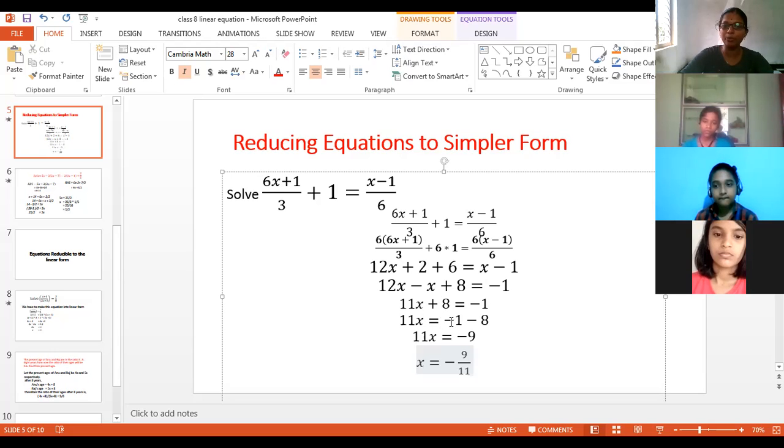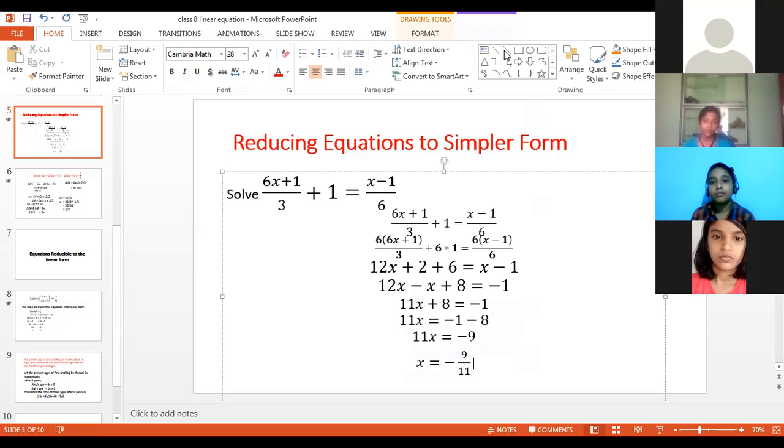11x is equal to minus 1 minus 8. What is minus 1 minus 8? Both of them are negative, so it is minus 9.